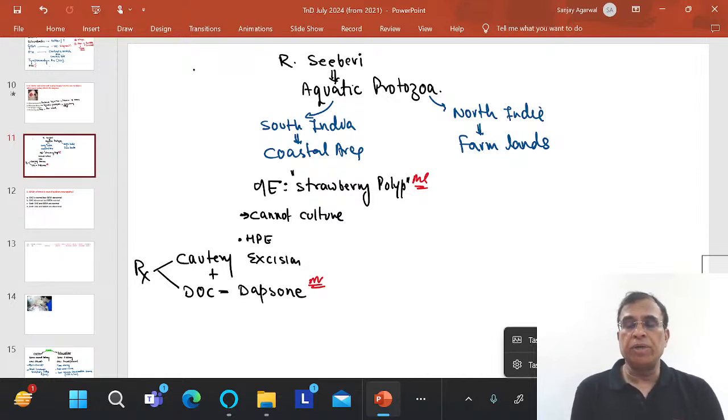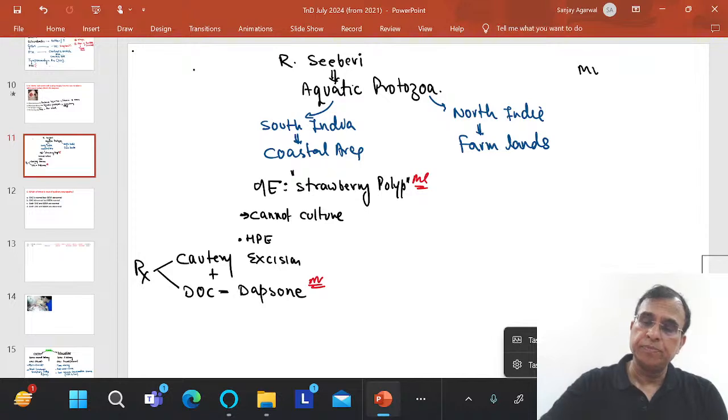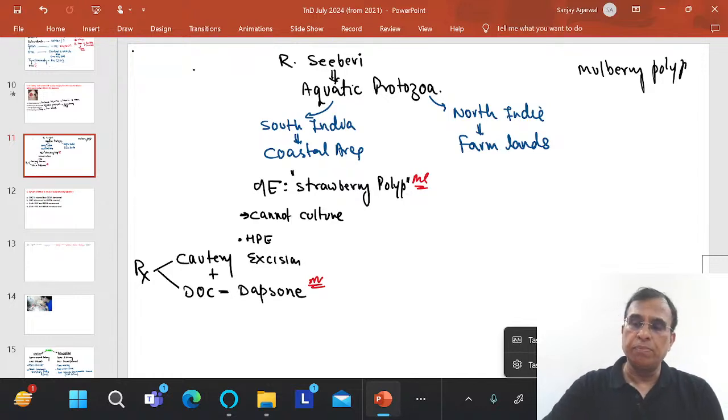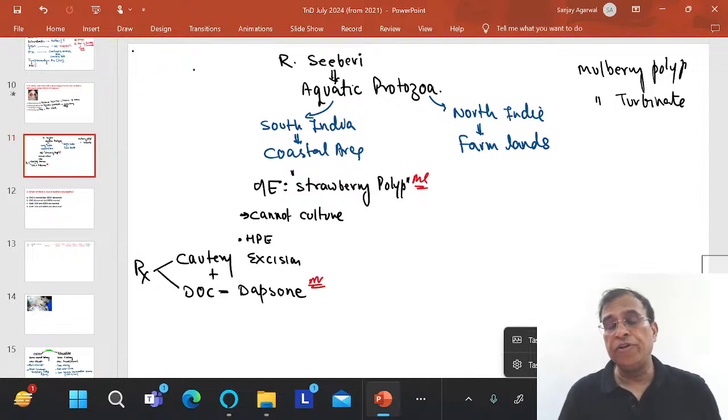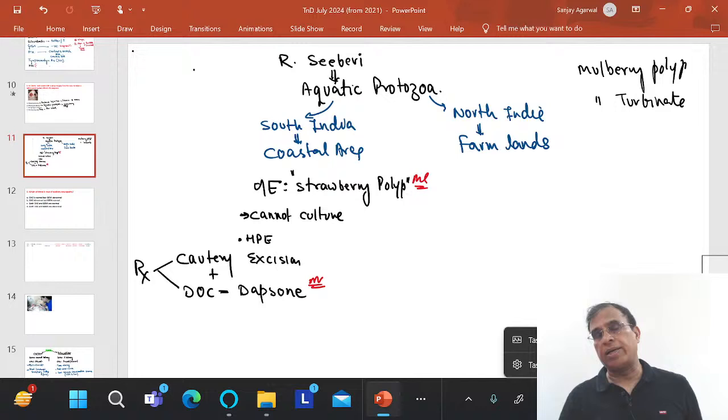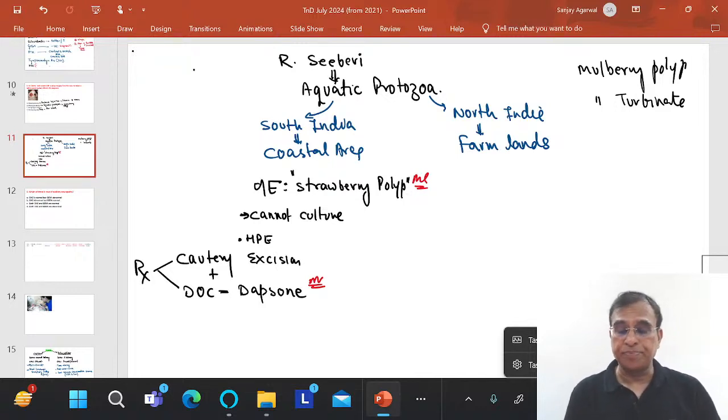But don't confuse a mulberry polyp and a mulberry turbinate. Mulberry polyp is used for this rhinosporidiosis, but mulberry turbinate is a term used for inferior turbinate hypertrophy. Inferior turbinate hypertrophy is also called mulberry turbinate. So be aware of that.